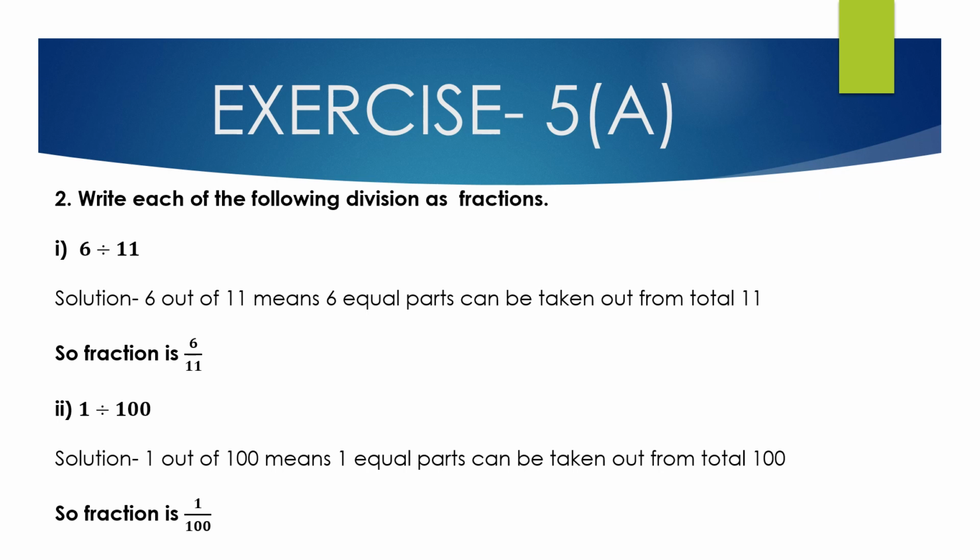6 divided by 11. The second one is 1 divided by 100. 1 divided by 100 means 1 out of 100. 1 out of 100 means 1 equal part is taken out of a total of 100 parts. So the fraction will be 1 divided by 100. Here 1 is the equal part and 100 is the total parts.